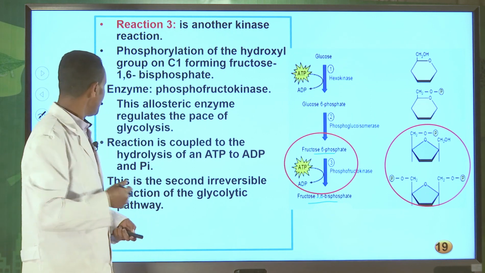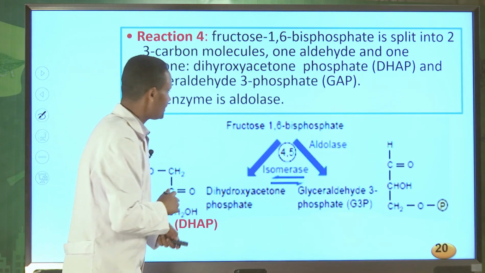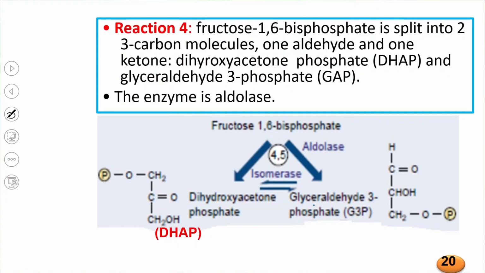And here the reaction is coupled to hydrolysis of ATP to ADP and an inorganic phosphate. This is the second irreversible reaction in glycolysis. In reaction 4, fructose 1,6-bisphosphate is converted into 3-carbon compounds, dihydroxyacetone phosphate and glyceraldehyde 3-phosphate. Both are 3-carbon compounds. But here, you know that fructose is a 6-carbon compound.